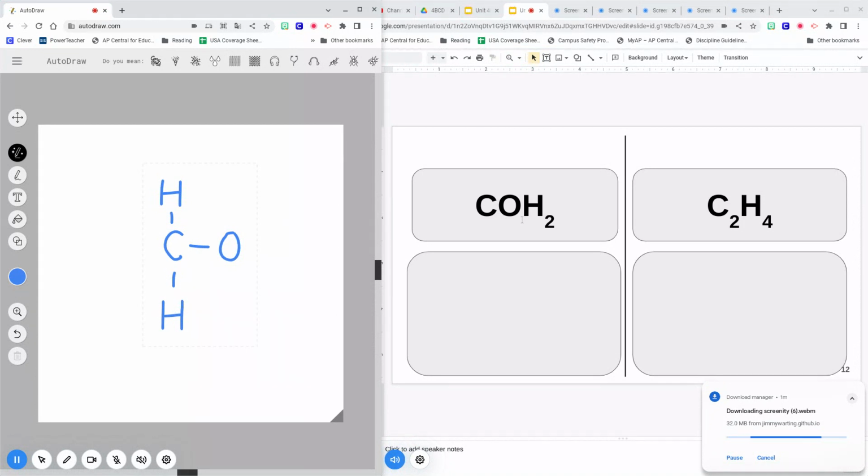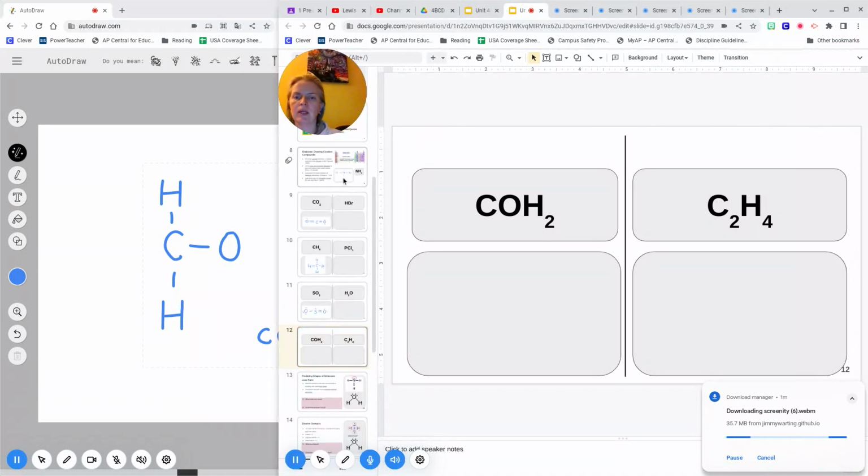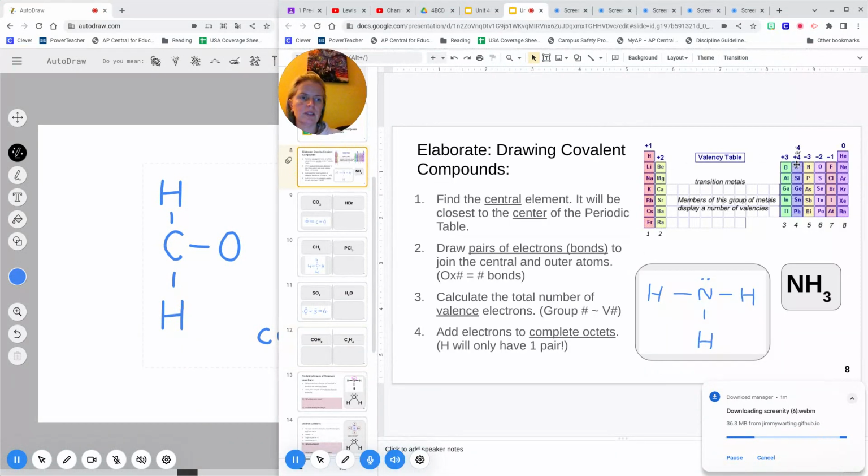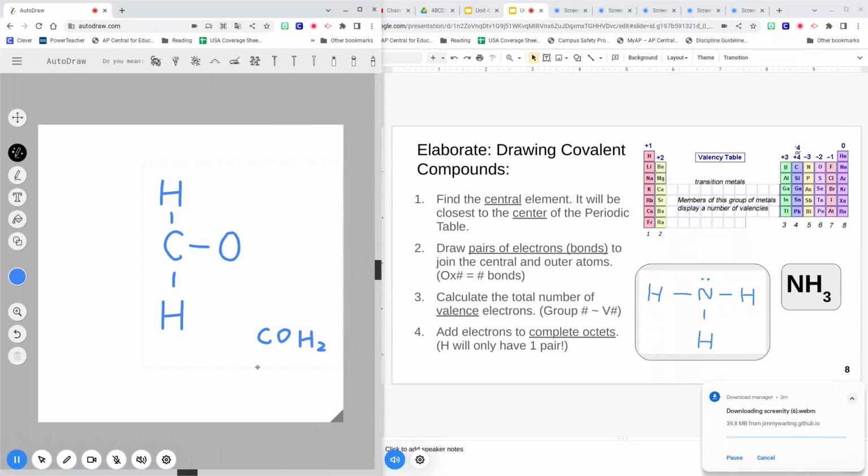Our next step is to calculate the total number of valence electrons. So I'm going to write the formula down here, COH2. And we're going to add up the valence electrons. Carbon is here in group 14, so it has 4 valence electrons. Oxygen is in group 16, so it has 6 valence electrons. And hydrogen is in group 1, so it has 1 valence electron.